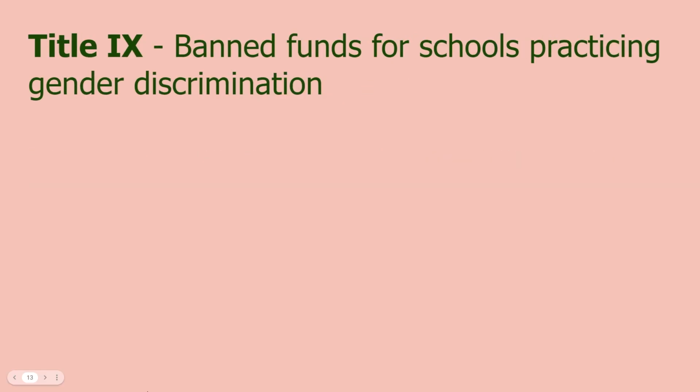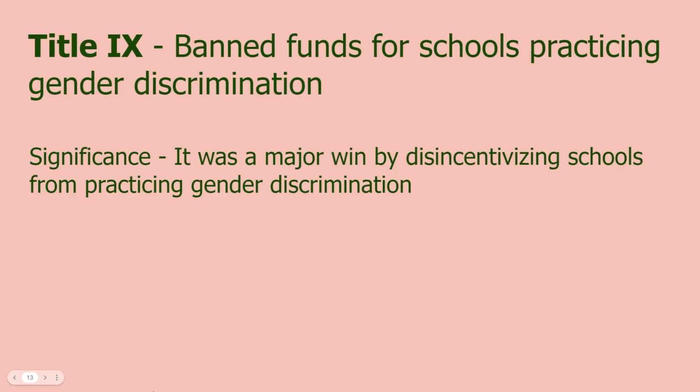Title IX banned funds for schools practicing gender discrimination. It was a major win by disincentivizing schools from practicing gender discrimination. This would basically bar any public school from receiving funding from the states or from the national government if gender discrimination was found. Title IX gets brought up a lot when it comes to men's and women's sports, because sometimes schools would give boys' sports a whole lot of funding and wouldn't give girls' sports any funding, and that was a major part of why Title IX was originally passed.